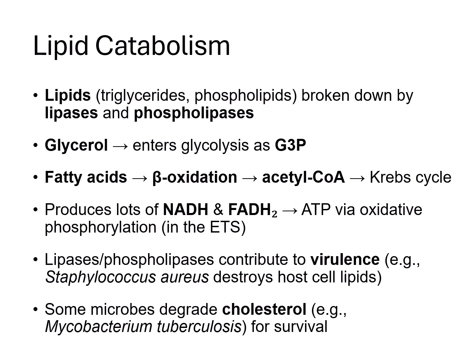So lipids, including triglycerides and phospholipids, are broken down by enzymes called lipases and phospholipases. The glycerol backbone of these lipids is converted into glyceraldehyde 3-phosphate, or G3P, and that will enter glycolysis. Fatty acids can undergo a process known as beta oxidation, where you're breaking down the chemical bonds found in those long fatty acid tails, and they can produce acetyl-CoA through this process.